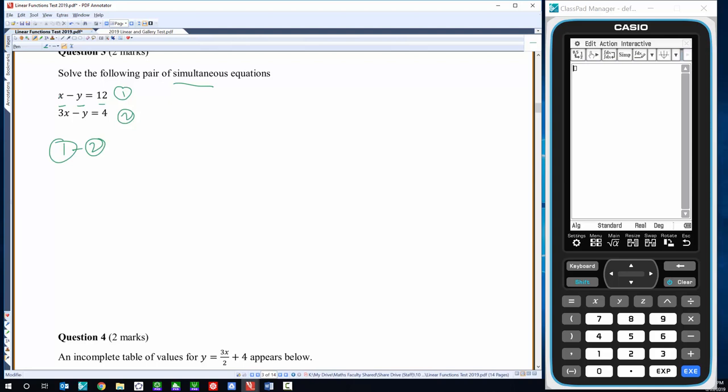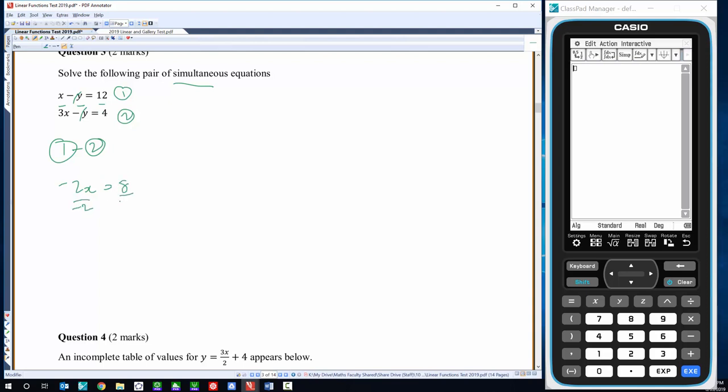Okay, that means I've got x subtract 3x, which is negative 2x. Negative y subtract negative y, which means negative y plus y, which cancels those out. And 12 take away 4 is equal to 8.